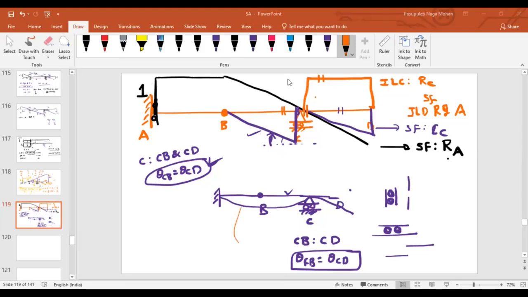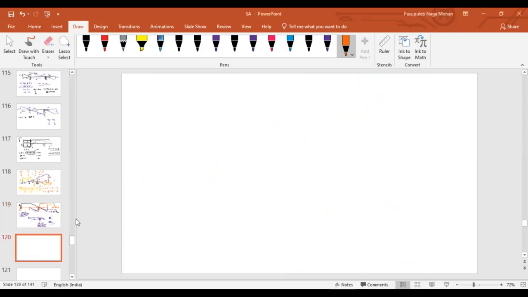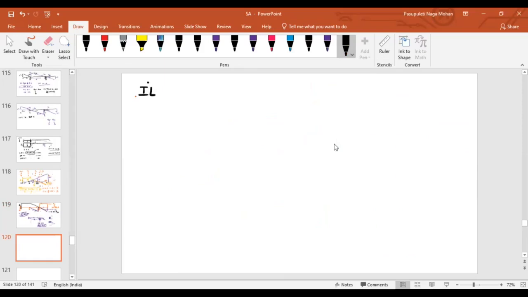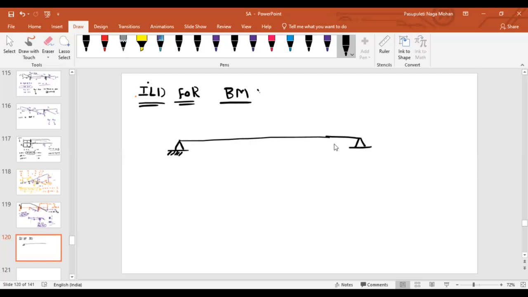It seems fine. Then let us go back to ILD for bending moment. We will see application of all these cases with one example or with two examples. The main heart of this ILD is first you should draw it correctly, then only can we apply it correctly. That's why we are practicing so many problems.